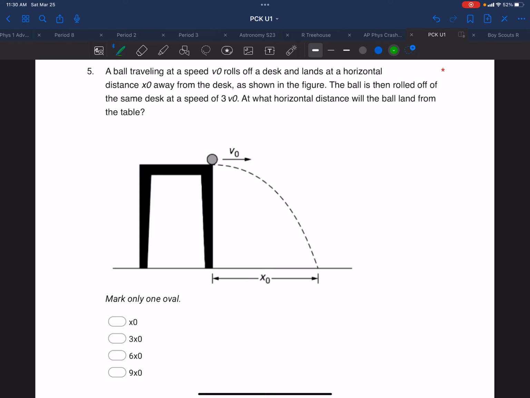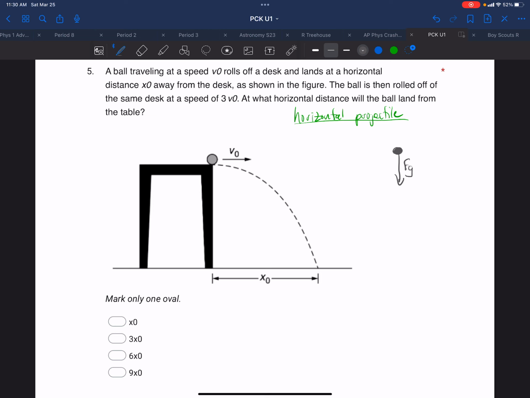We have a ball that is rolling along the table and it's launched horizontally off the table. So this is what we classify as a horizontal projectile. And a horizontal projectile has some important features to it. The most important of them is that once it's off the table, there is only one force acting on it, and that is the force of gravity downward.